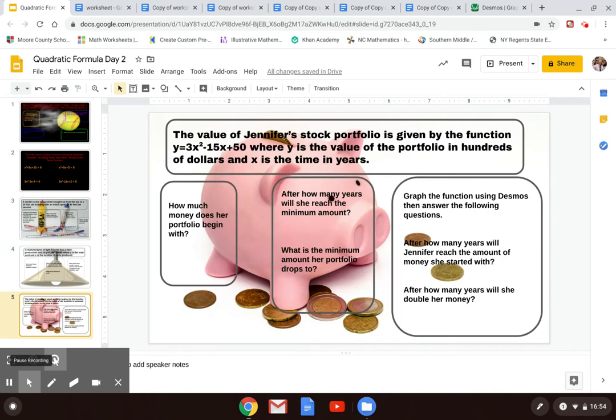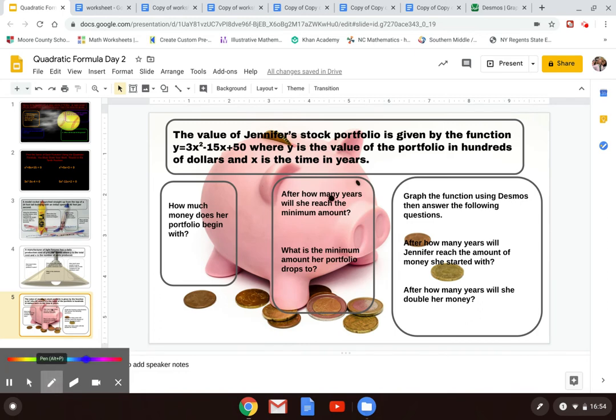Okay, so for the final word problem today, applying what we've learned about parabolas and quadratic functions, it says the value of Jennifer's stock portfolio is given by the function y equals 3x squared minus 15x plus 50, where y is the value of the portfolio in hundreds of dollars and x is the time in years. So how much money does her portfolio begin with?